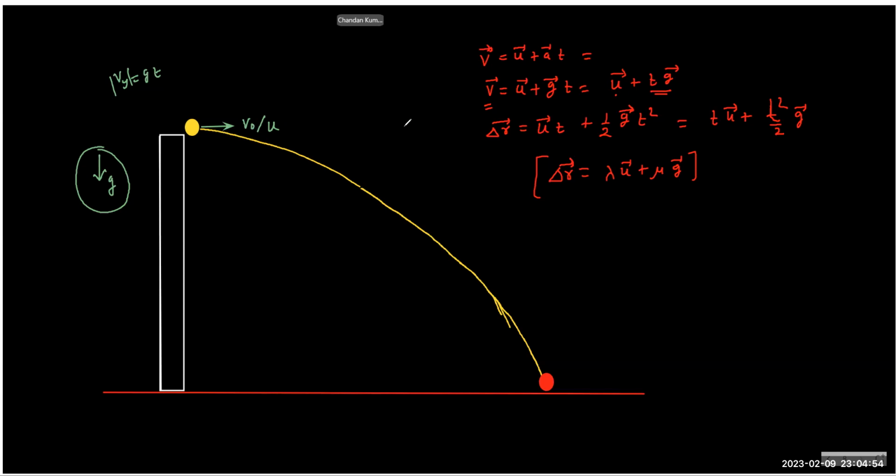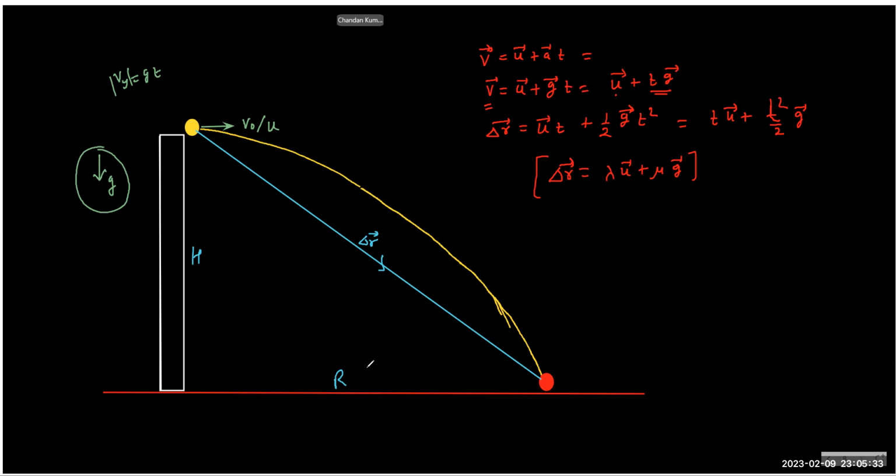So here, what is delta R? Delta R is a delta, right? Do you realize this is delta R? Because delta R is the initial and final. You say this is H, and then you say this is the range. So what is the range? Here the range has a very specific definition: the horizontal displacement is the range.